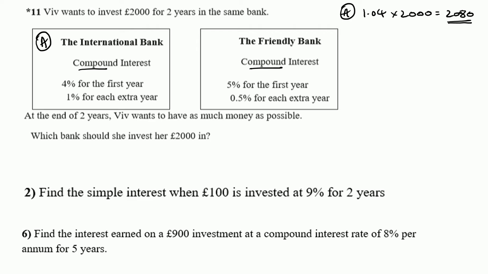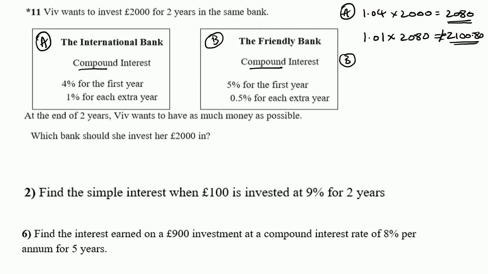She's getting 1% for every year after that. Now she's only in there for 2 years, so all we have to do is a 1% increase on the 2,080. That's 101% of the 2,080, 1.01 once I divide it by 100, of the 2,080. And that gets me 2,100 and 80 pence. So in the international bank, Bank A, at the end of the 2 years, she will have £2,100 and 80 pence.